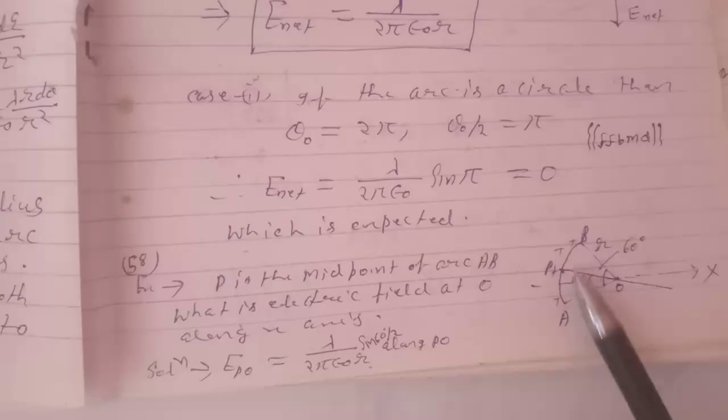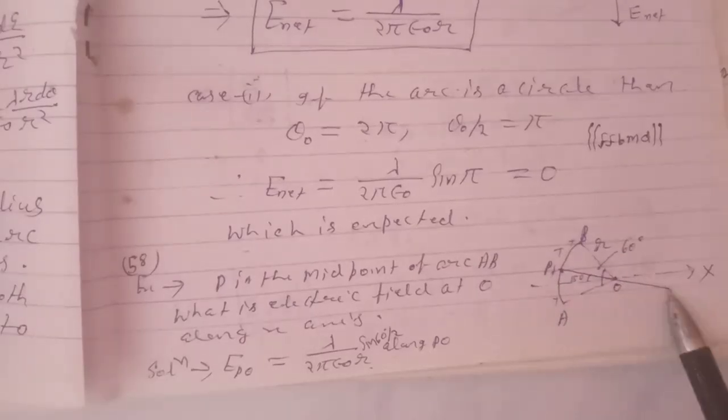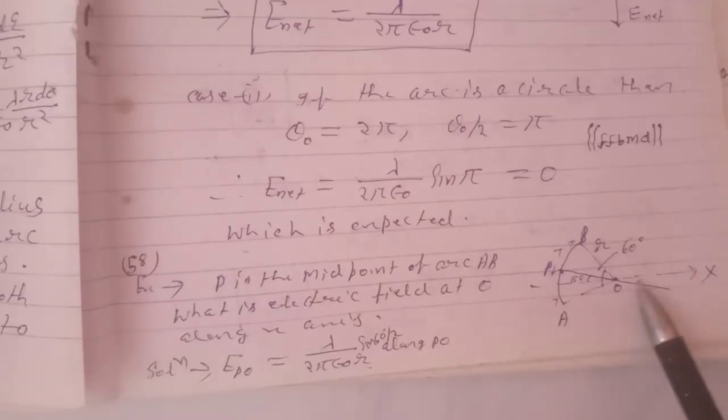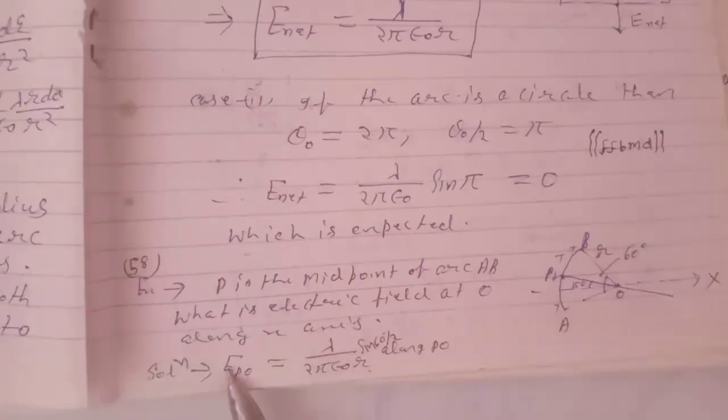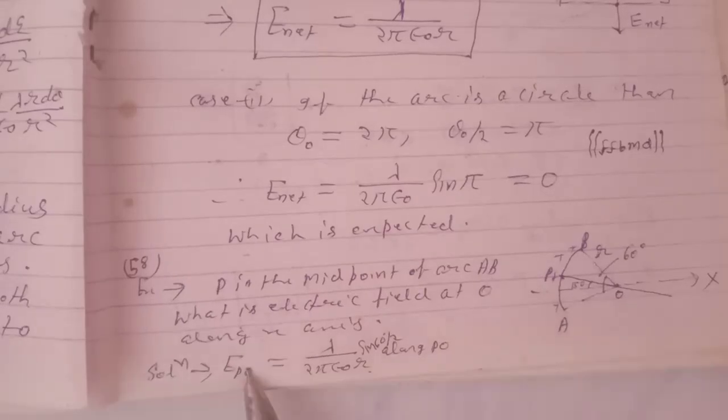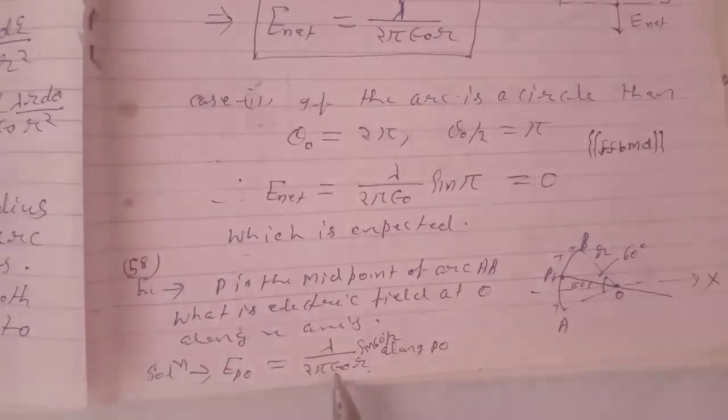First we have to calculate the net electric field in this direction, and then we have to take components, because if this is 15 degrees, then this is also 15 degrees by alternate angles. So we have E_PO, that is the electric field along PO. E_PO equals lambda by 2 pi epsilon naught R sin 60 by 2 along PO.